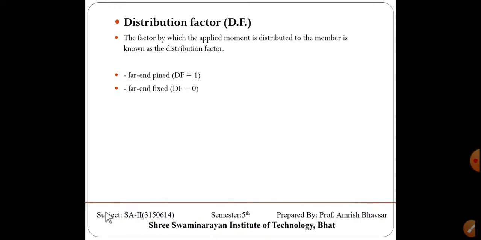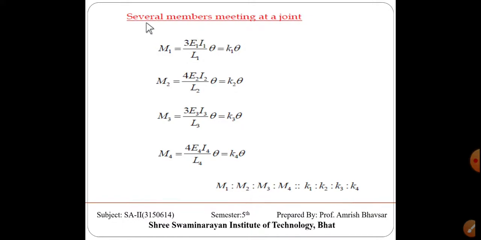But at an intermediate point, when at some joint two members are connected, or suppose three members are connected, at that time this distribution factor must be changed. And how can we get this? Let's try to understand. Suppose some number of members are connected at a joint, and the far end of a member is hinged, then the moment for that particular member is 3EI upon L. Suppose we take that member as number 1, then it is 3I1 upon L1 into theta, that is called K1 into theta. Same for the second member, the far end is fixed, then it is 4I2 upon L2 theta, equal to K2 into theta.